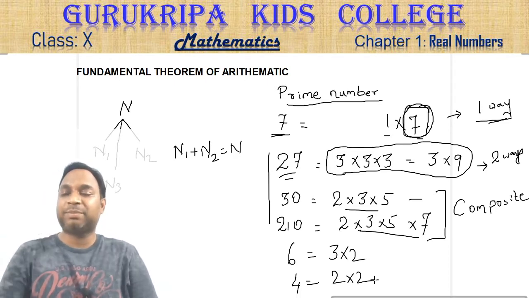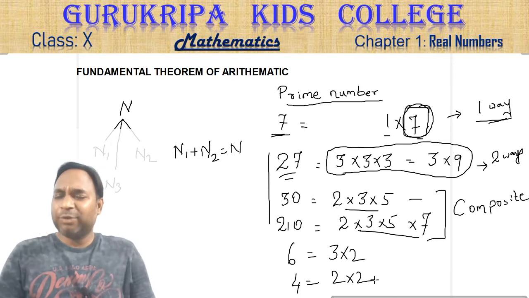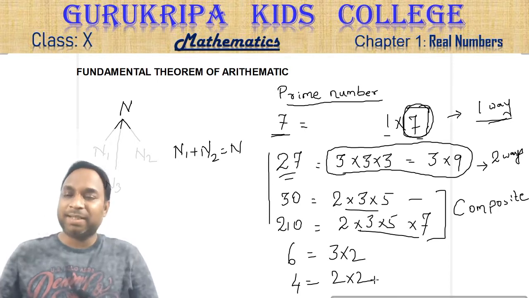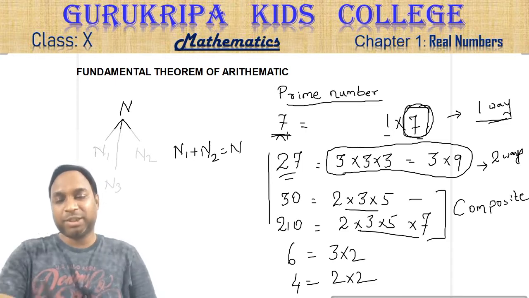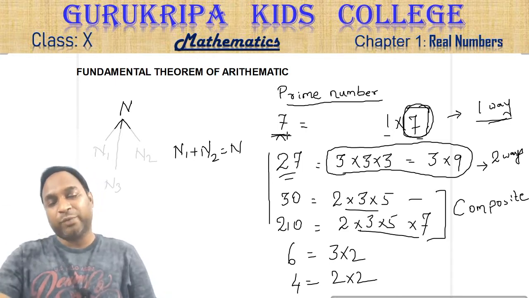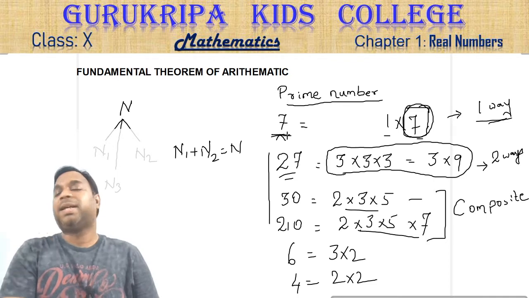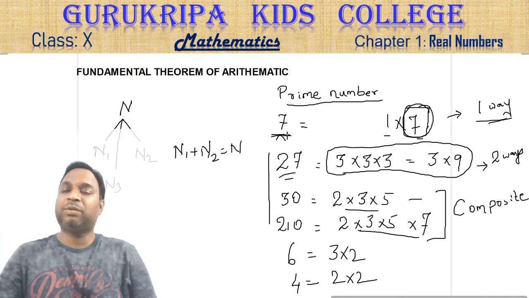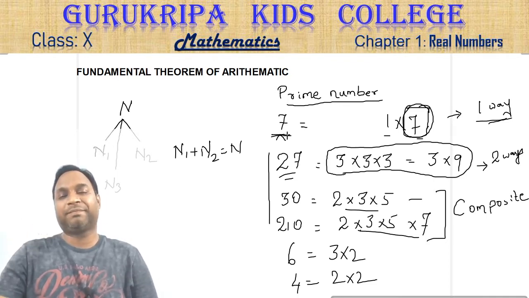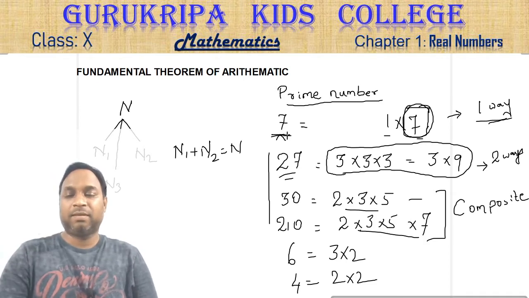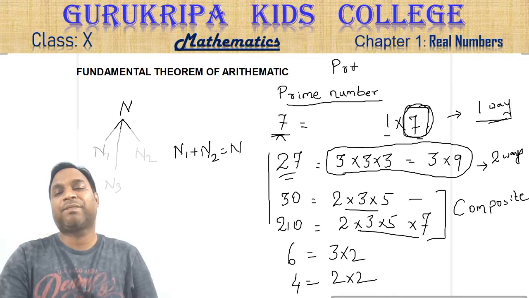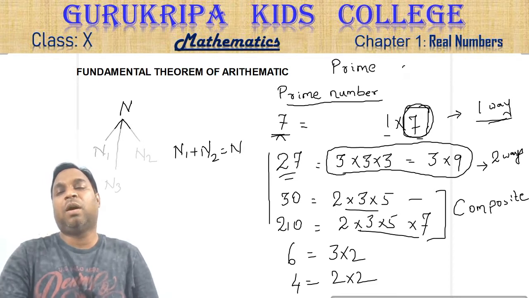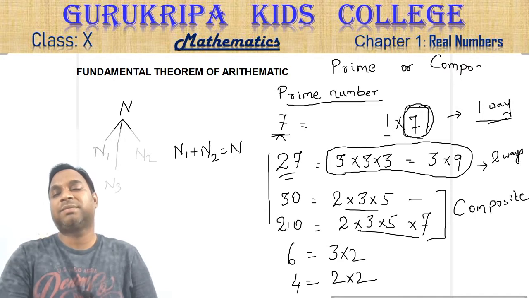Is there any other possibility? No, there can't be. Either you can break down the number or you cannot break down the number. Yes or no, there are only two possibilities. If you can break it down, it is composite. It is not a prime. If you cannot break it down, it is a prime number. Okay? So we have come to the conclusion that a number can be either prime or composite. There are only two types of numbers.